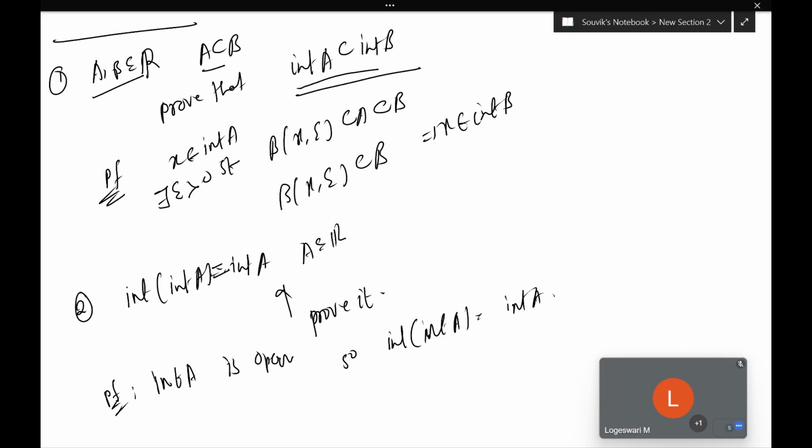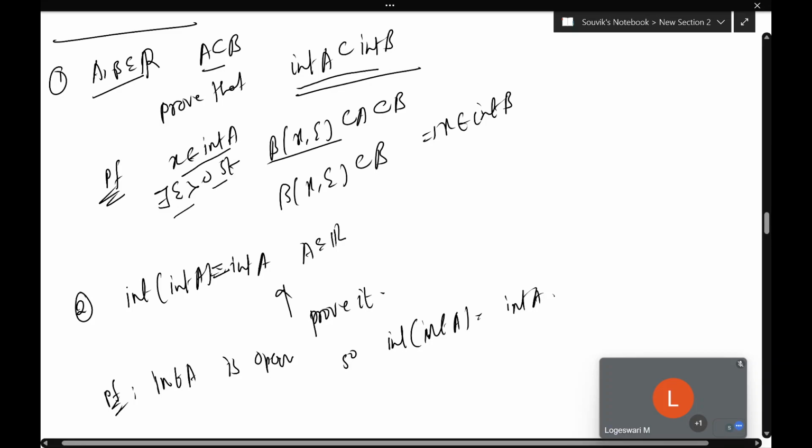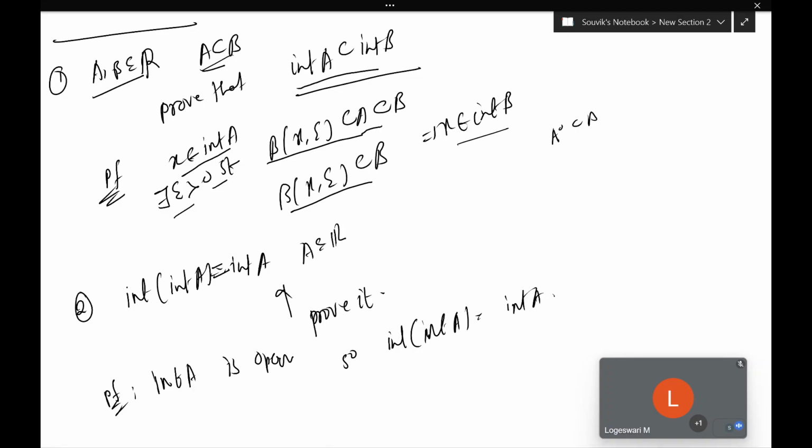Okay, sure. Observe that if x belongs to interior A, we can find epsilon greater than 0 such that B(x, epsilon) is a subset of A, which is a subset of B. Since A is a subset of B, B(x, epsilon) is a subset of B. This implies x belongs to interior B. That's why interior of A is a subset of interior of B. This circle denotes the interior.